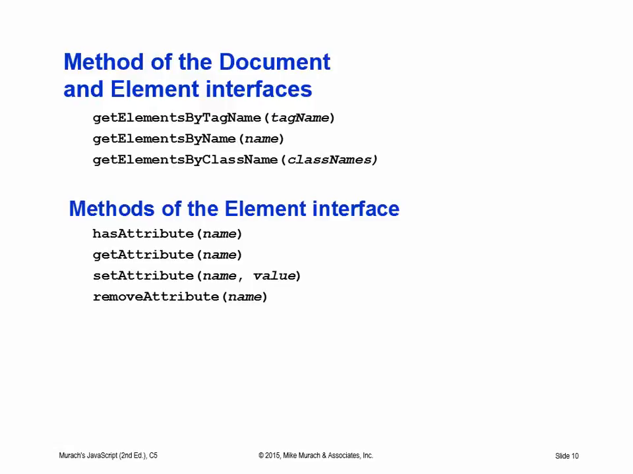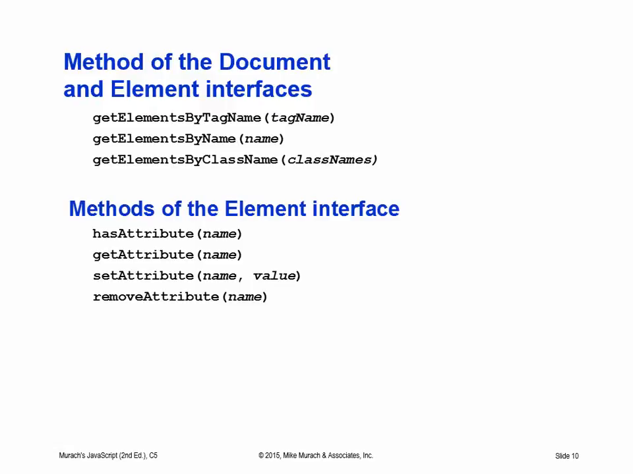Get elements by name returns an array of all elements descended from the document or element that have the name attribute that's specified. And get elements by class name returns an array of all element objects descended from the document or element that have the class attribute with a name or names that match whatever you pass to it.